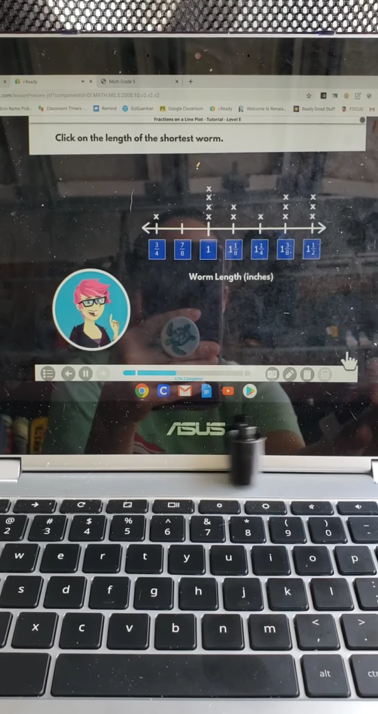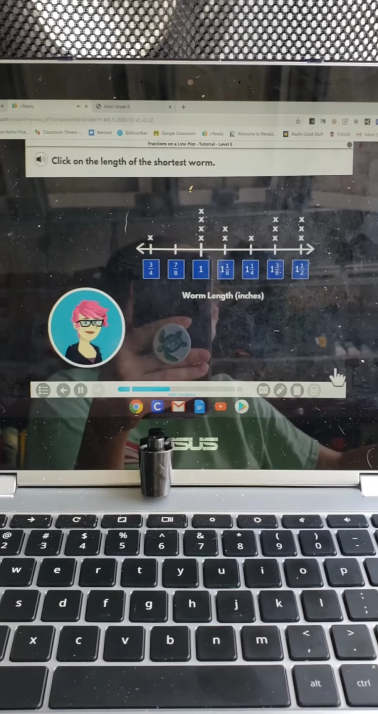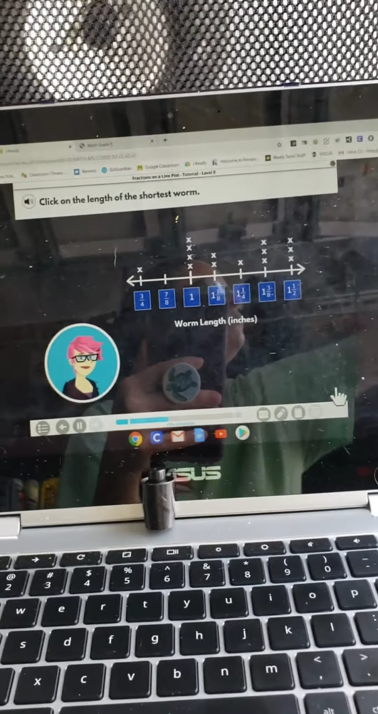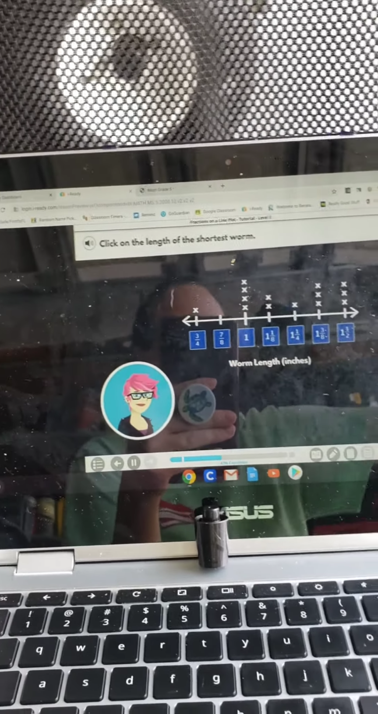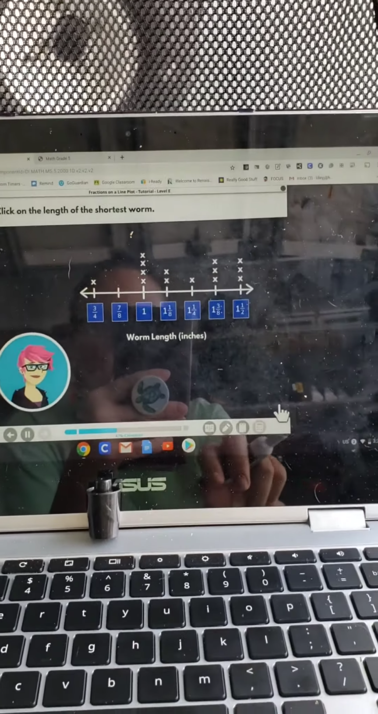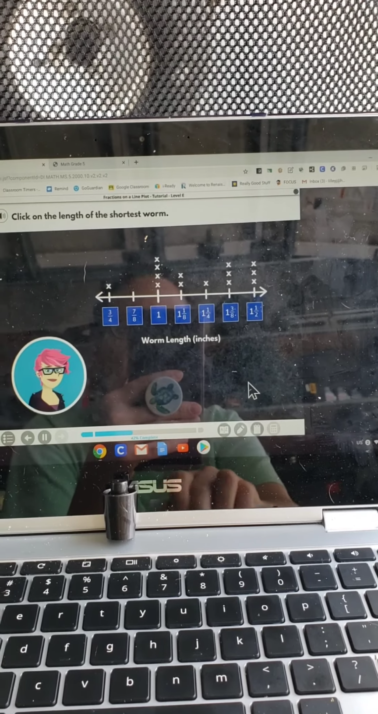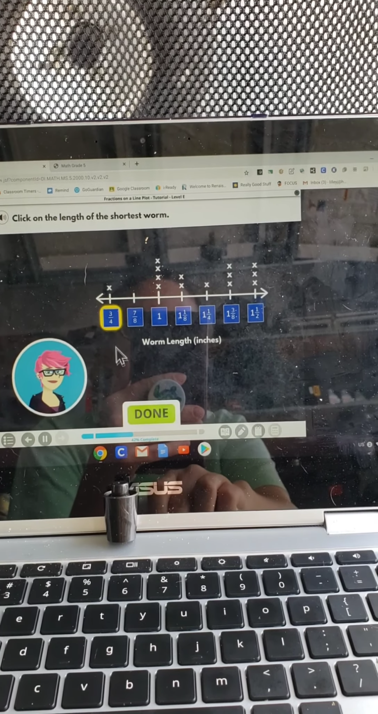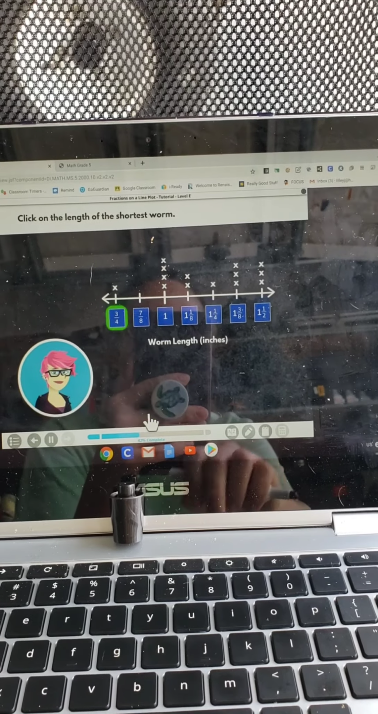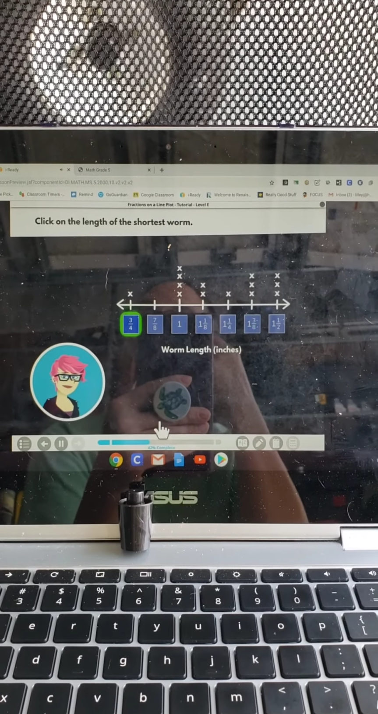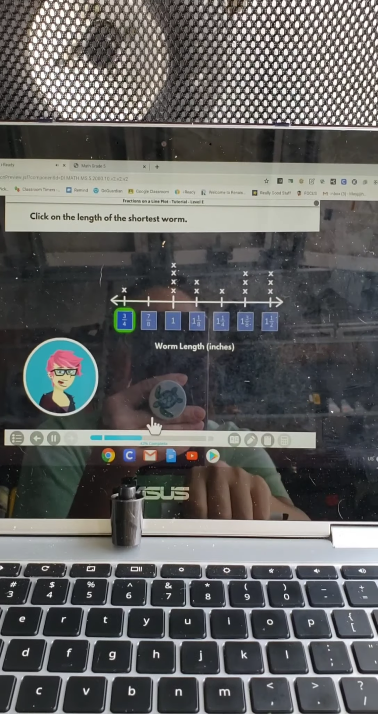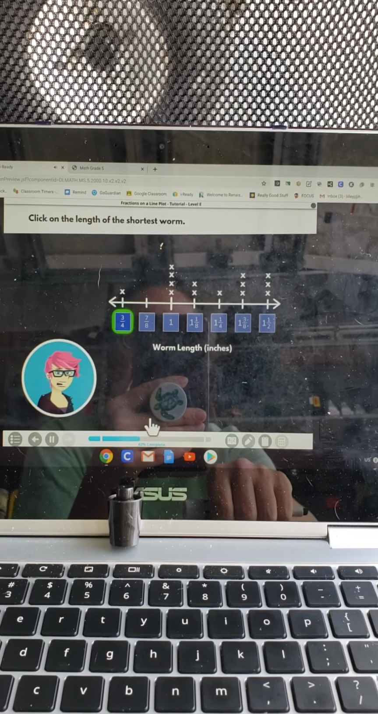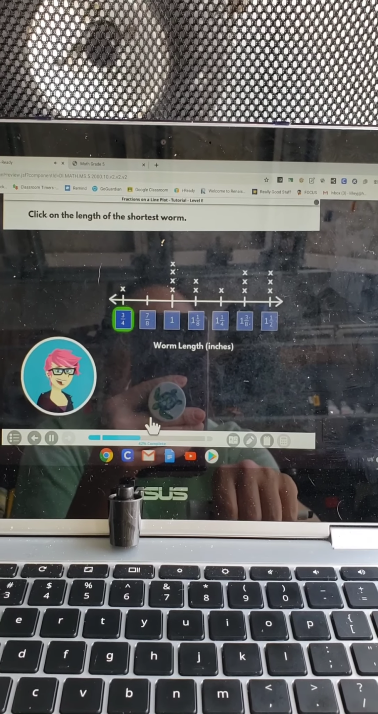Click on the length of the shortest worm. Okay, the shortest worm. Remember, it's not always going to be the smallest number on our line plot. In this case, it is, because it has an X above it. So our shortest worm is 3/4 of an inch. Awesome sauce. The smallest value that has an X above it is 3/4.